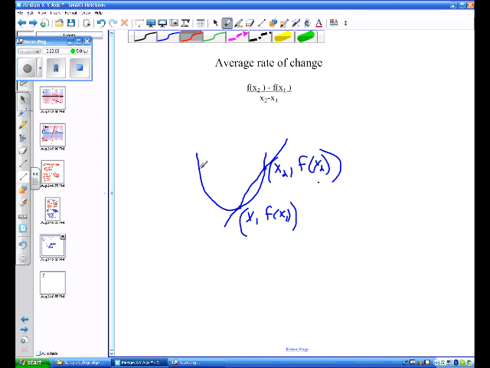Now, we might find the slope between 2 other points on that same graph. And in this case, this one would have a negative slope. So they're not going to have the same slope all the time. Things don't always happen at a constant rate of change.